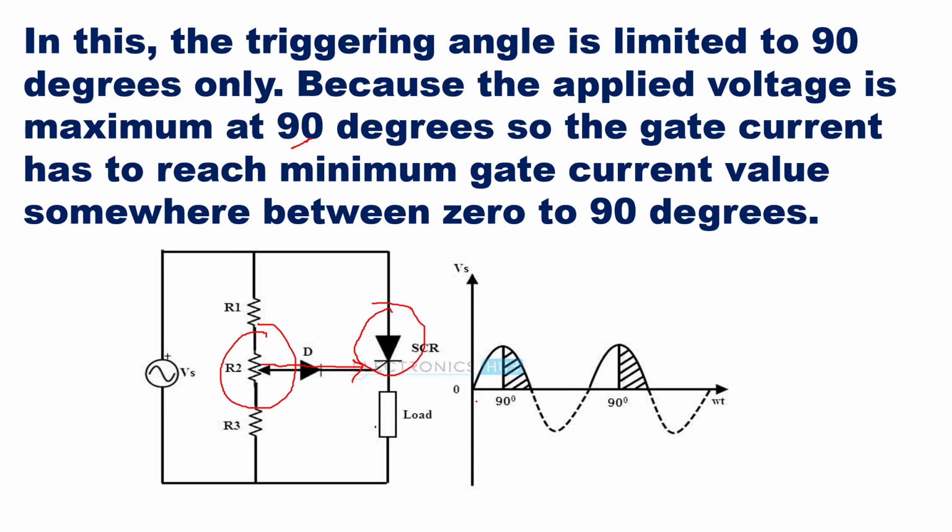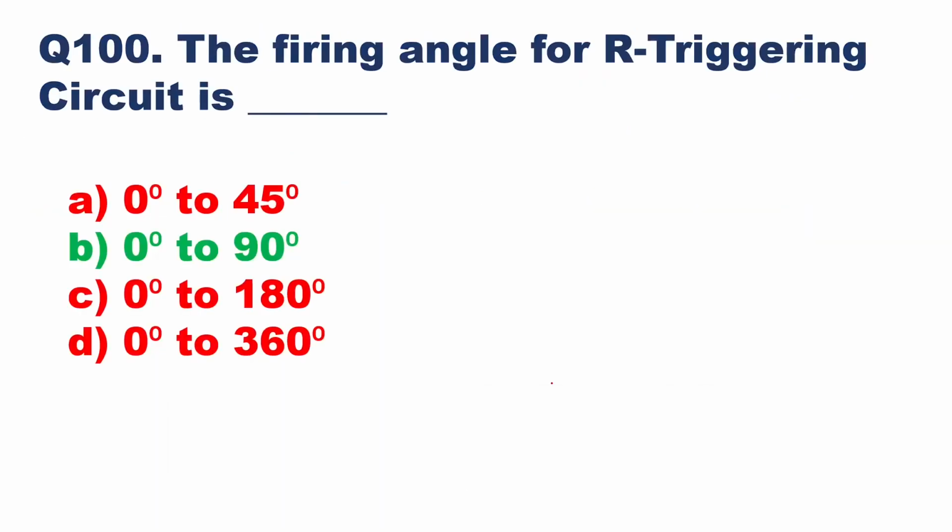Now here you can see that our triggering angle can be varied between 0 to 90 degrees. This is the variation only from 0 to 90 degrees. Even here it is from 0 to 90 degrees. So here option B will be the right answer. The firing angle for R triggering circuit is 0 to 90 degrees. So option B is the right answer here.